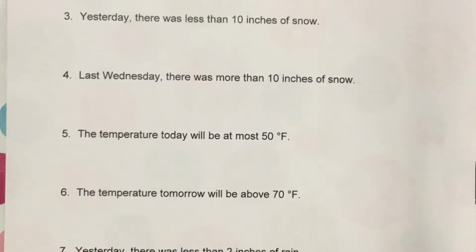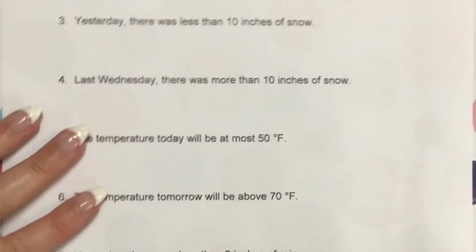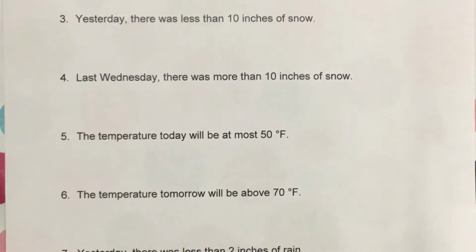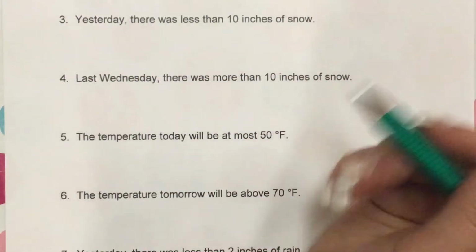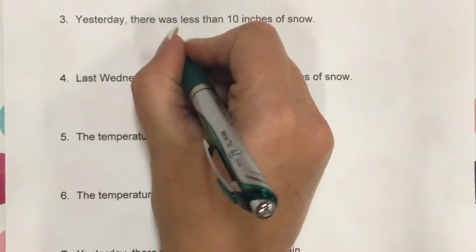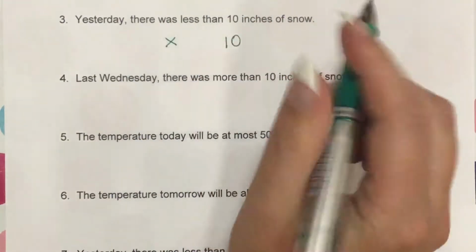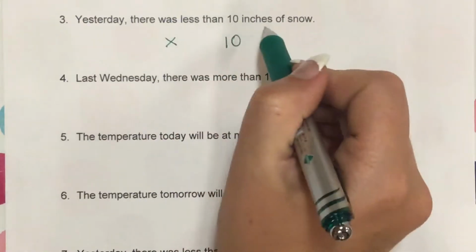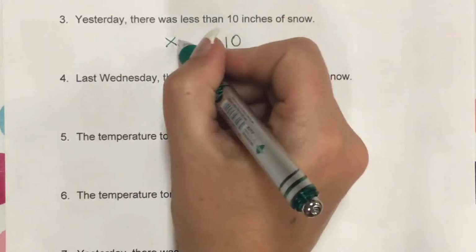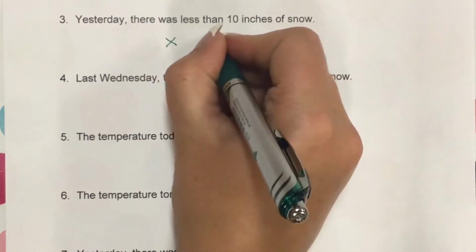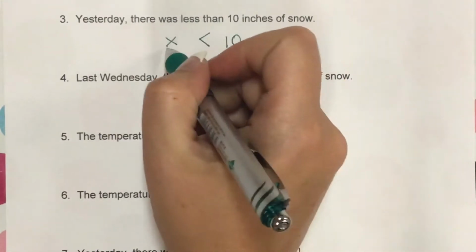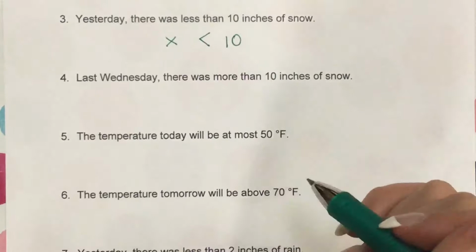All right, we're back. So let's see how you did on number 3. Yesterday, there was less than 10 inches of snow. So we're talking about the snow level. I'm just going to use X, and 10 is our number. So that means the snow was less than, so this is smaller than 10, which means 10 is a bigger number. The alligator eats the bigger number. So X is less than 10. That's how that one would work.